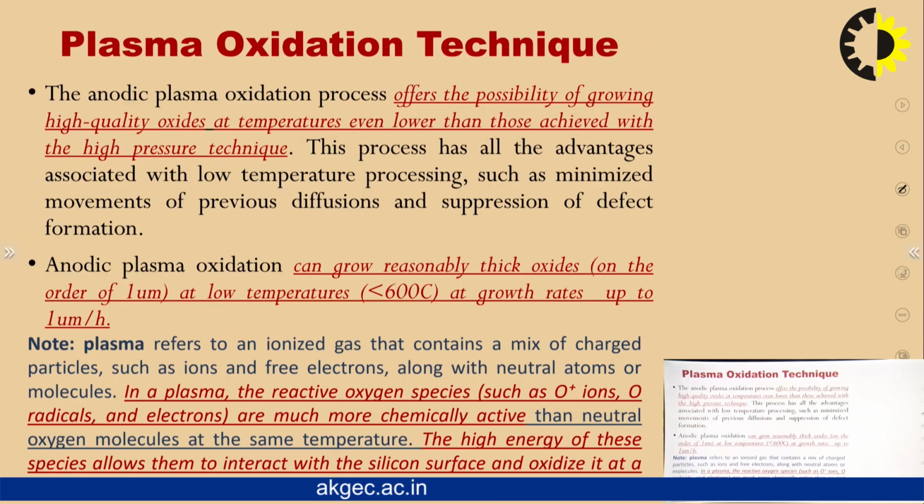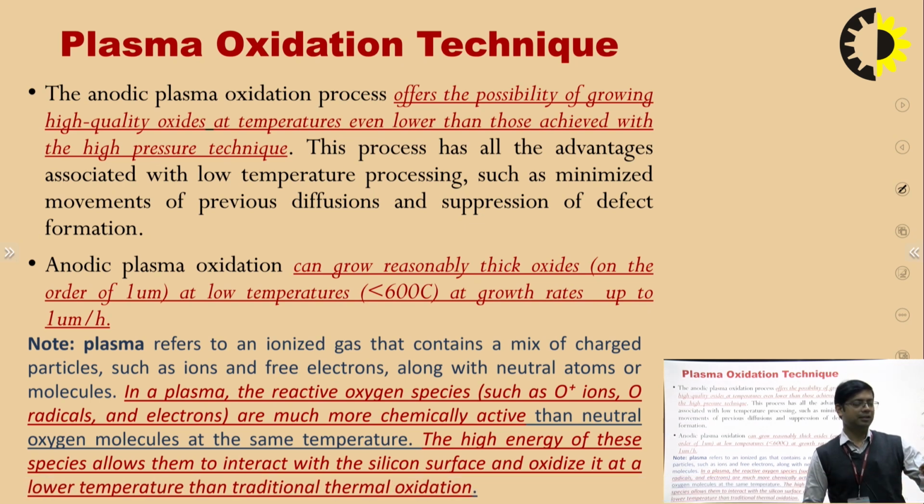Now, the next technique that we have to discuss is plasma oxidation. Up till now, we have discussed the thermal oxidation technique and its variants like dry oxidation and wet oxidation. Wet oxidation is further of two types, the pyrogenic technique and bubbler technique, and then there is another variant of this, high pressure oxidation. Now, the next technique is the plasma oxidation technique.